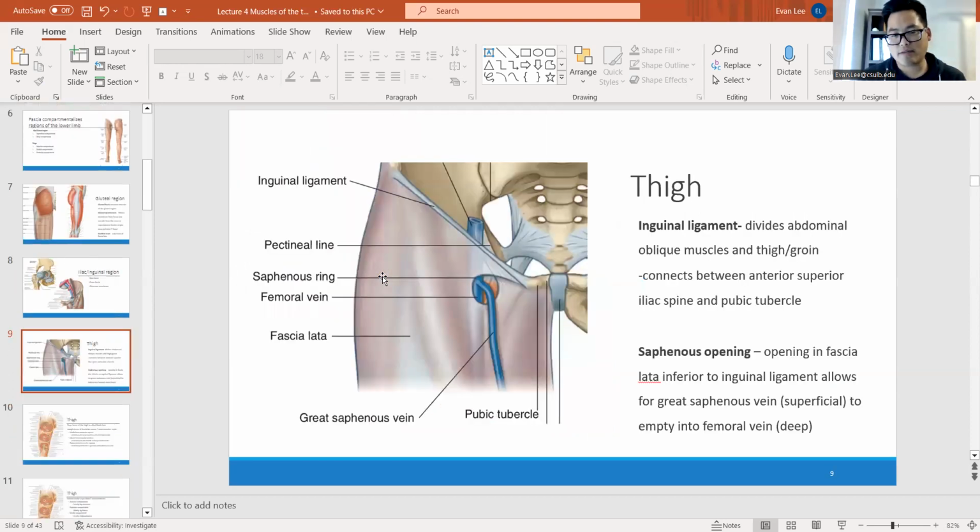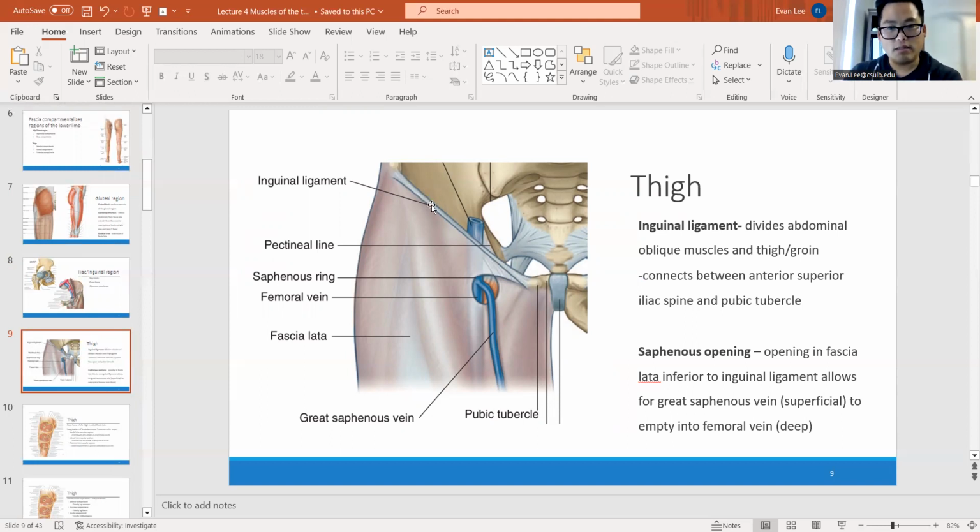Now, while we're still in the inguinal region, I would like to also introduce something called the inguinal ligament. So the inguinal ligament is going to be on the front of the thigh, or front of the hip rather, and you can see it attaching from the anterior superior iliac spine, and then going down to the front of the pelvis at the pubic tubercle.